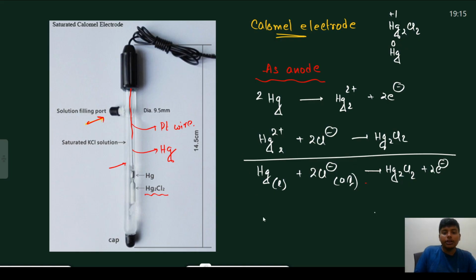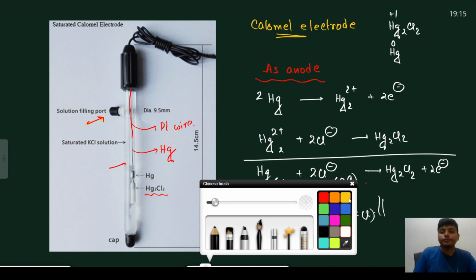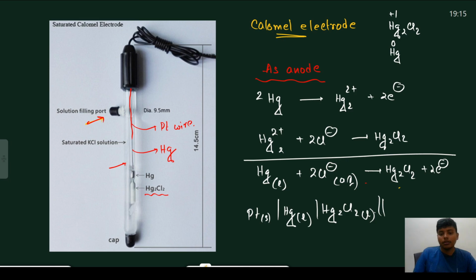How do you write this when you are using it as anode? Platinum is the electrode, then mercury, Hg, becomes Hg2Cl2, which is also liquid, and then the salt bridge. Clear or not? Yes, sir. Understood this thing?